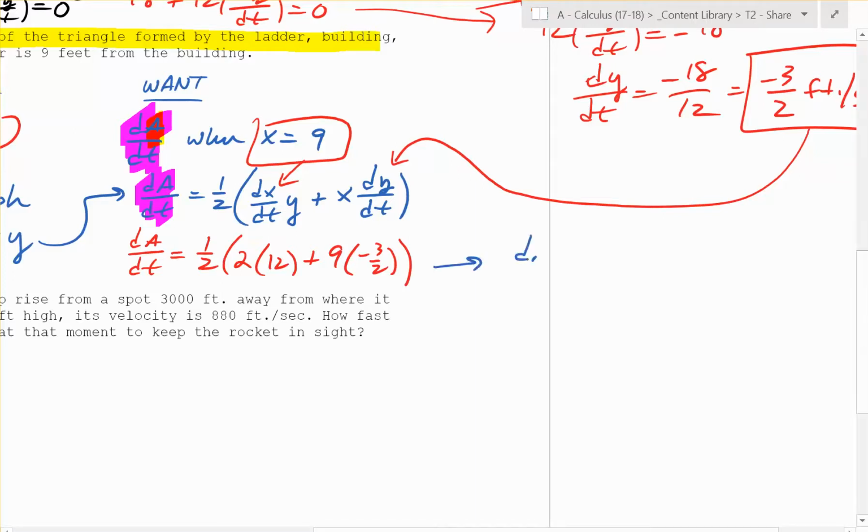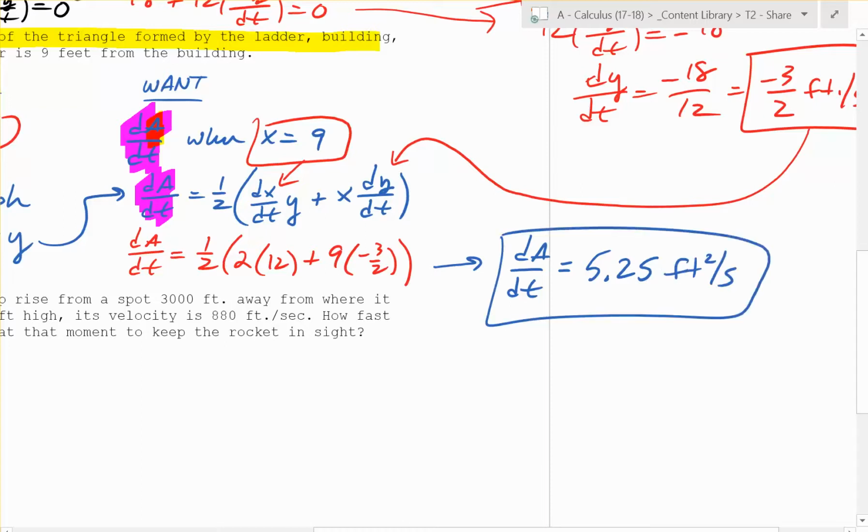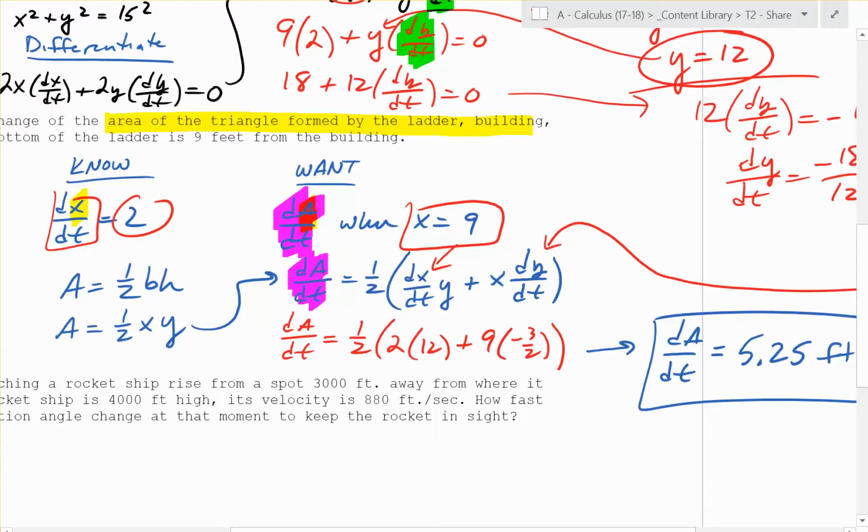And when you do that, you end up with dA/dt is equal to, I think it comes out to be 5.25, and that's the rate of change of area, and that's feet squared per second. So in this case, we had more things to fill in. We had dA, finding that we had dx, y, x, and dy, but we had all of that information already.